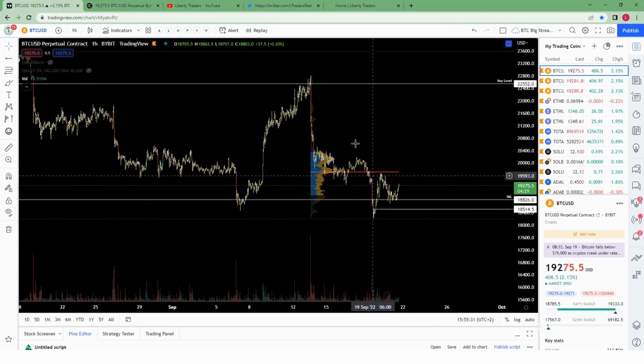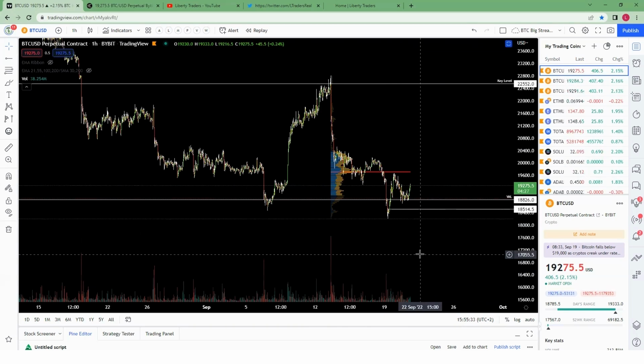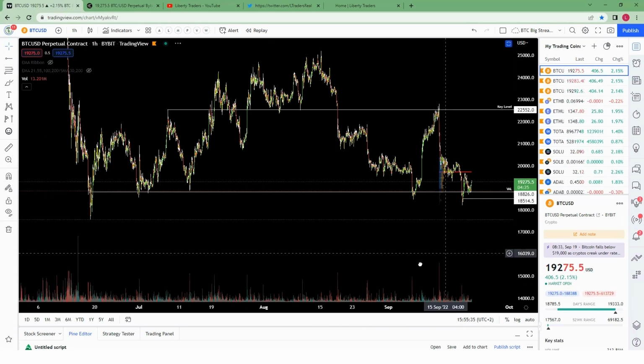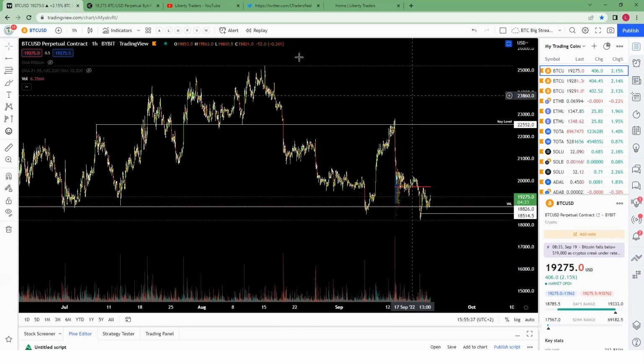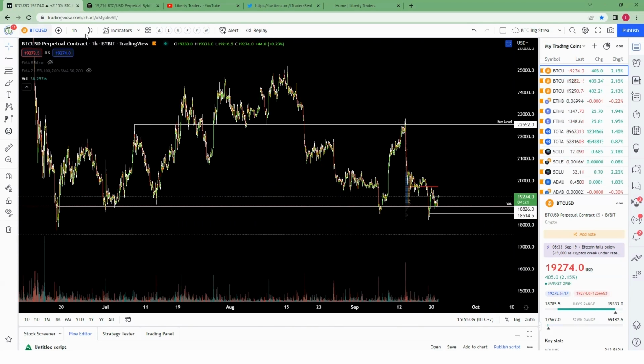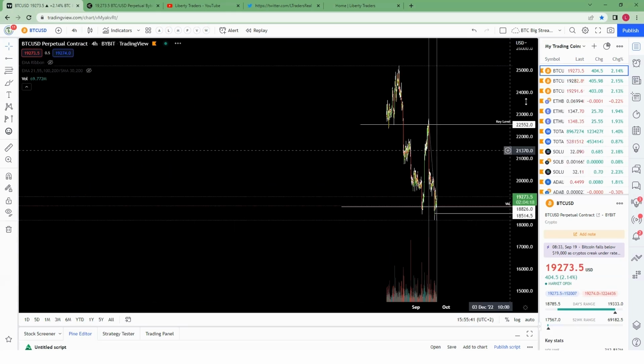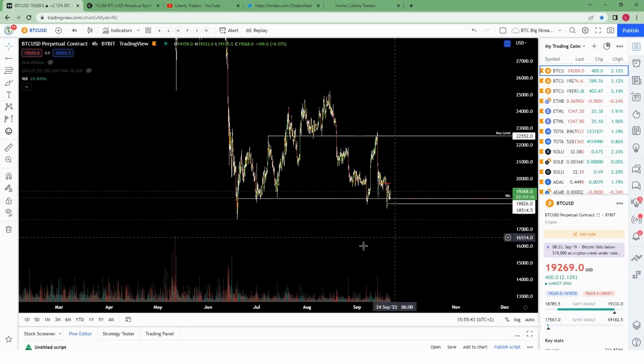We are still at resistance. We just keep on making lower highs, lower lows, so I can't really be bullish overall. And let's quickly see some possible targets if we do drop down lower.